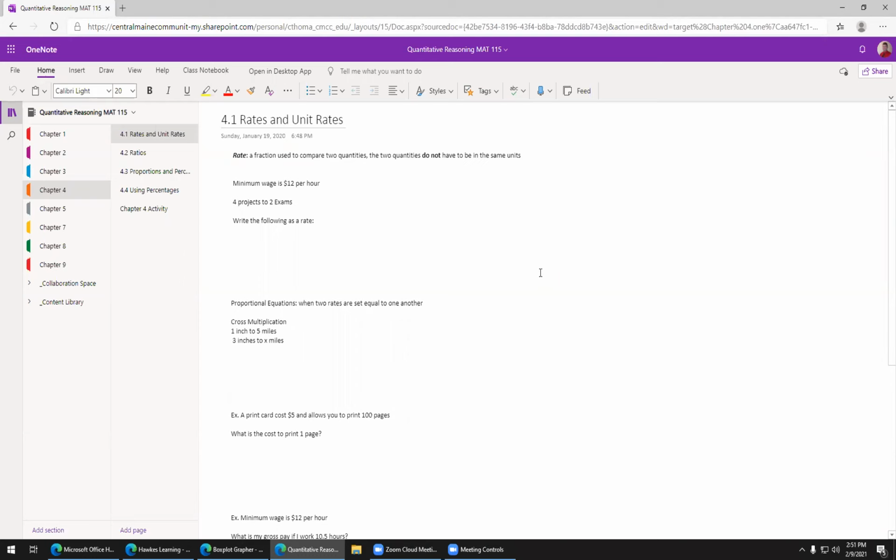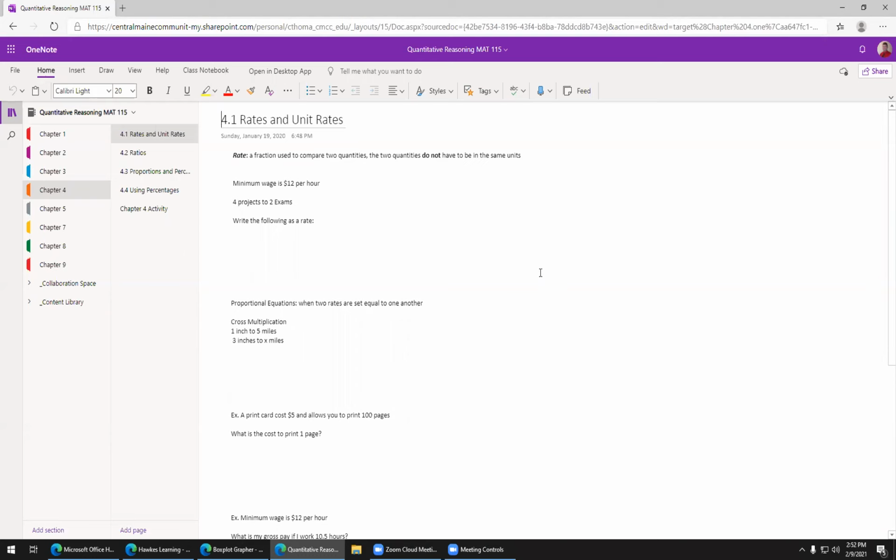4.1 is rates and unit rates. And all a rate is, is I'm comparing two quantities that do not have the same units. 4.2 is ratios. Ratios are comparing two things that do have the same units. So mathematically, in my opinion, they are the same. It's the units that are different, right? So that is the only difference between 4.1 and 4.2. The methods, the tricks, the calculations are identical.